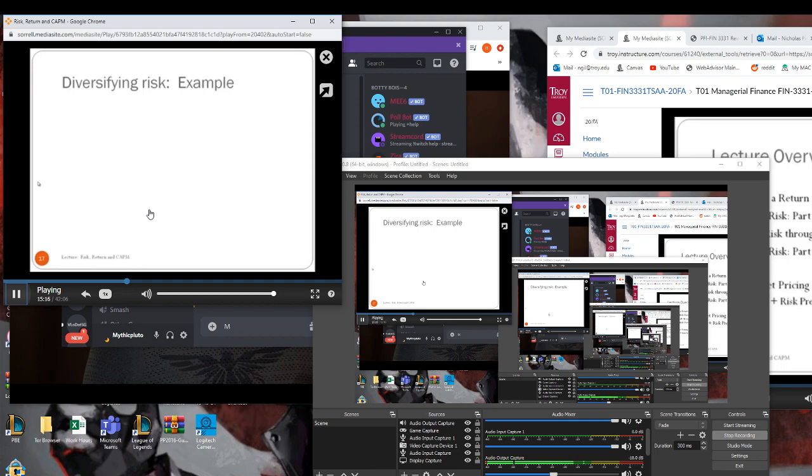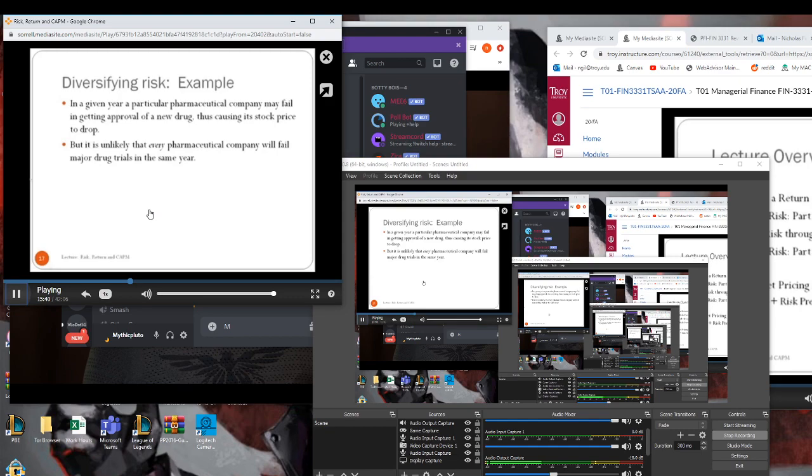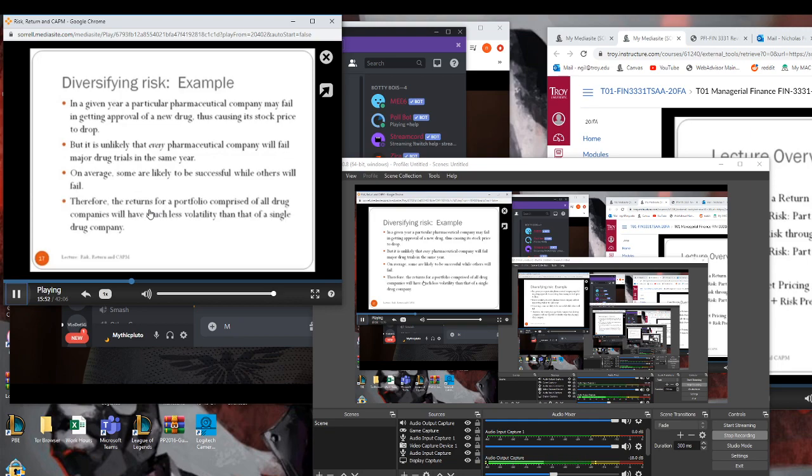All right, so let's go through an example of how this works with diversifying risk in portfolios. And let's just say we're interested in purchasing a pharmaceutical company stock. Now, in a given year, a particular pharmaceutical company may fail in getting approval of a new drug, and that would probably cause its stock price to drop. But it's unlikely that every pharmaceutical company will fail major drug trials in the same year. On average, some are likely to be successful while others will fail. Therefore, the returns of a portfolio comprised of all drug companies will have much less volatility than that of a single drug company. In other words, it might be better for us to invest in a portfolio of drug companies if we're interested in the pharmaceutical sector, rather than just pick one.